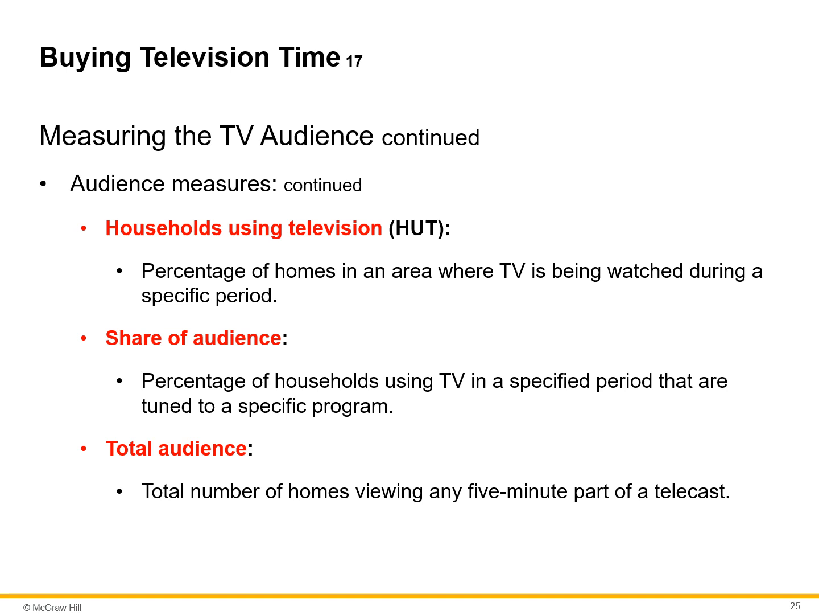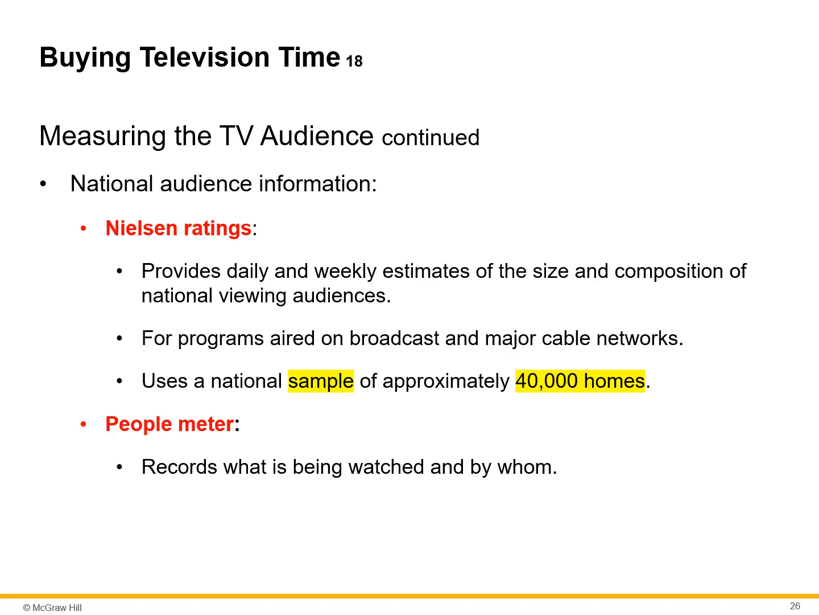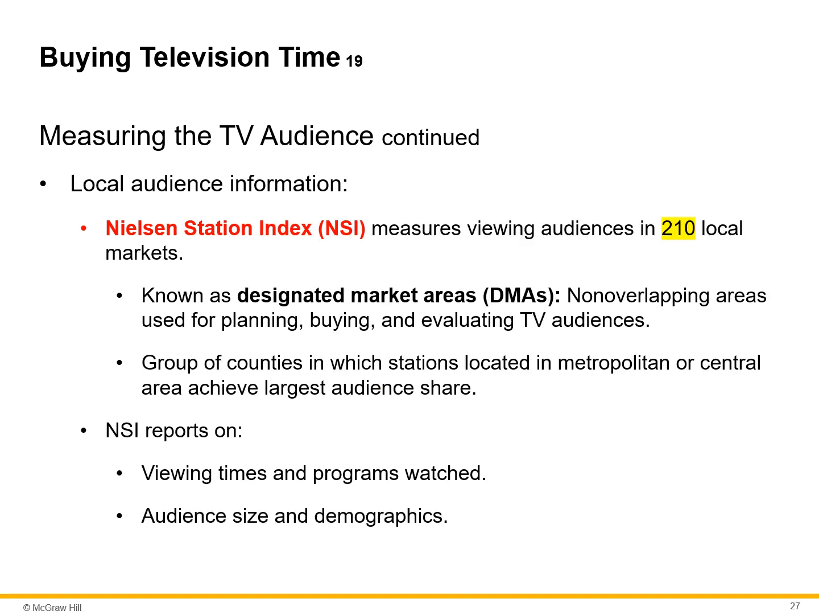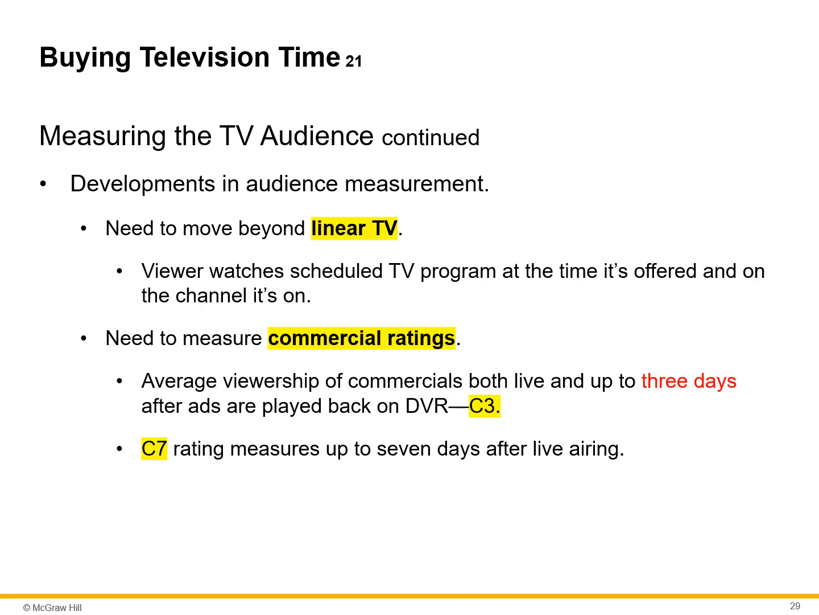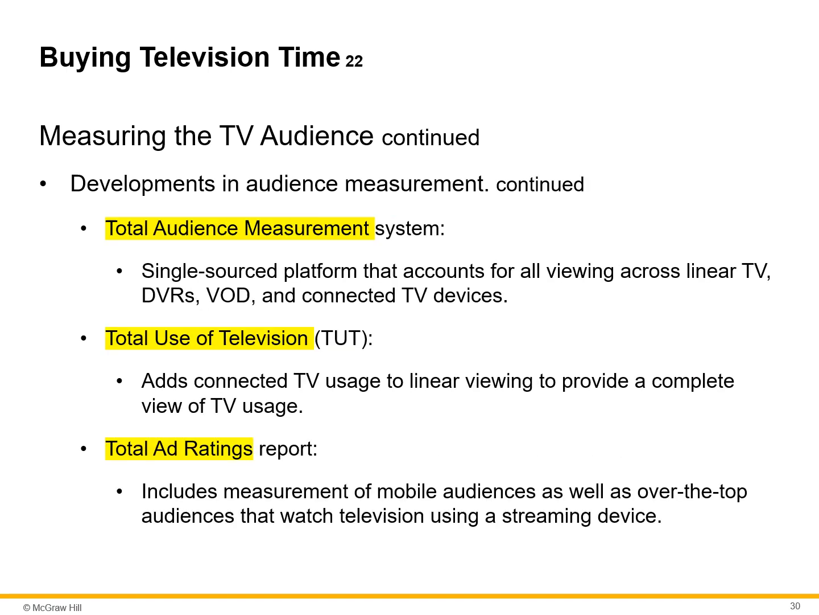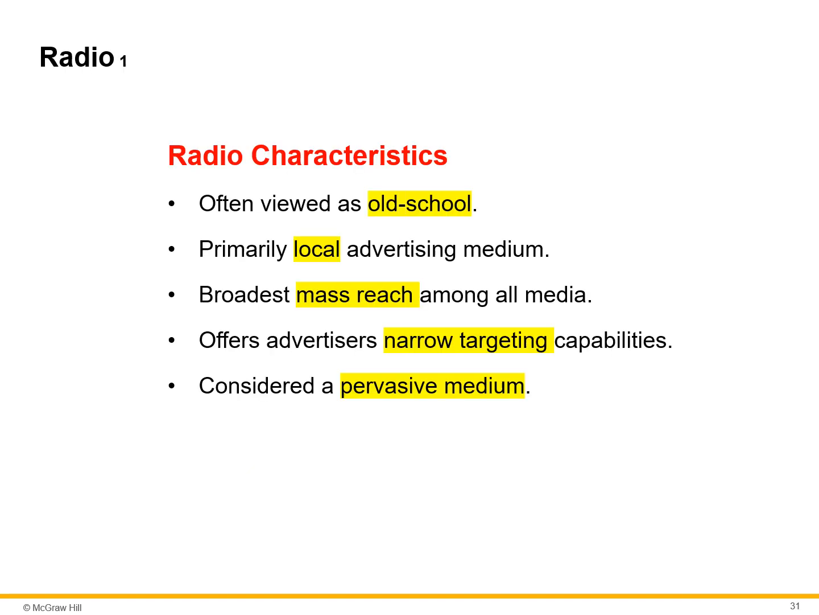Total audience: total number of homes viewing any 5 minutes part of a telecast. Okay. Total audience, share of audience, households using TV. Nielsen ratings, people meters. I'm sure you know what that is. Nielsen station index, NSI, measuring 200 markets. And portable people meters, sweep periods. Linear TV, commercial ratings, C3s, the 3 days. C7 rating measures up to 7 days after live airing. And total audience measurement, total use of television, and total ad ratings report. Okay, these are all measures of TV audience.